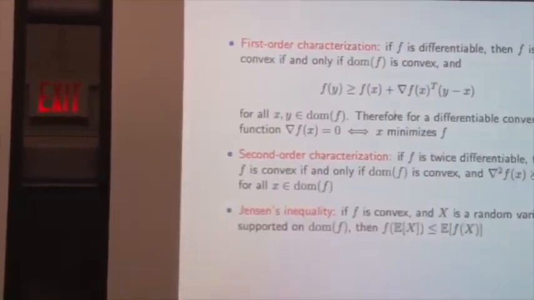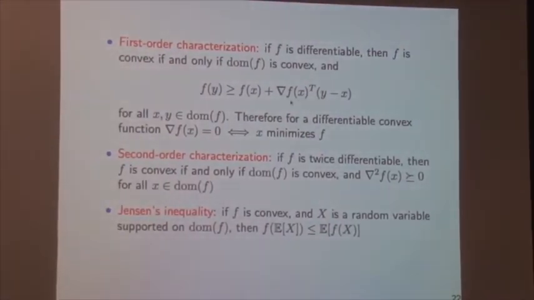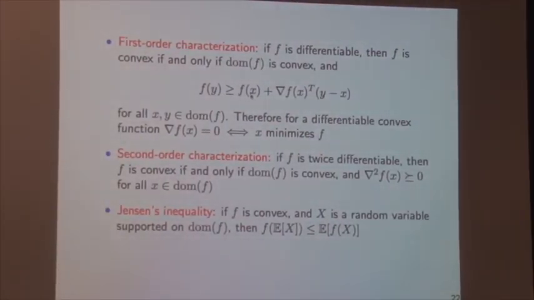a point x, then x minimizes the function. Right? If its gradient is 0, then this term is 0. And it tells us that for all y, f of y is bigger than or equal to f of x. It's like our first optimality condition for convex functions, differentiable convex functions. That one I think you knew already, I'm sure.